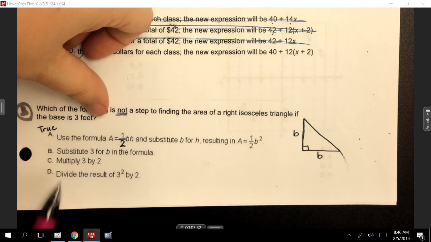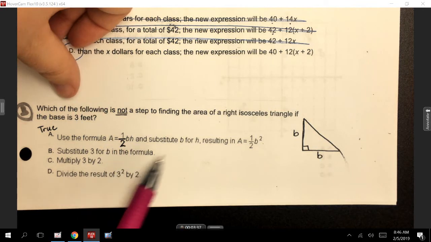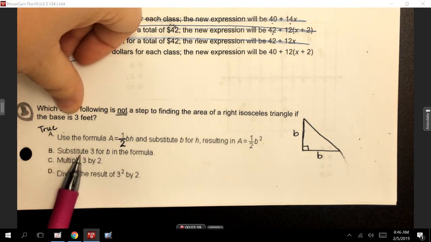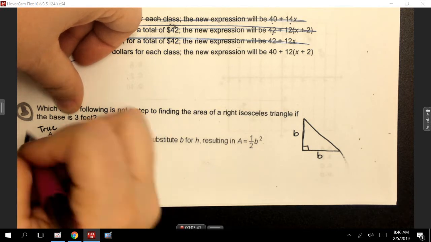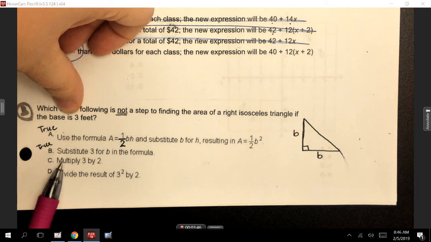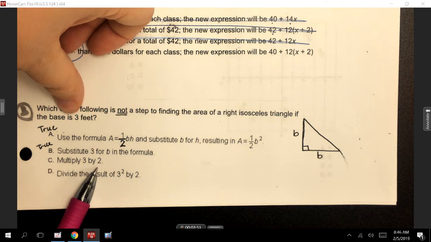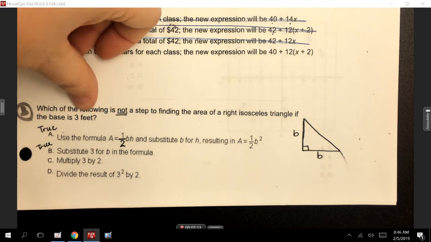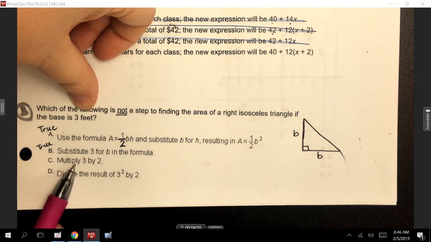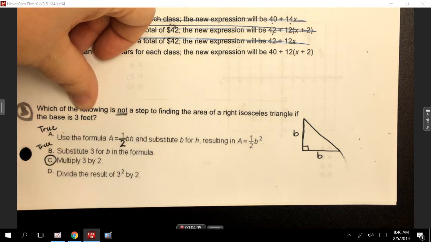All right. Let's look at B. B says substitute 3 for the base in the formula. Well, it says the base is 3. So would I substitute 3 for the base? Yeah, so is B true or false? True. All right. C says multiply 3 by 2. That 2 is on the bottom. So am I going to multiply by the 2? If the 2 is in the bottom, what should I be doing? Willie? Dividing. So am I going to multiply 3 by 2? No. So this one should be the one that is not true.